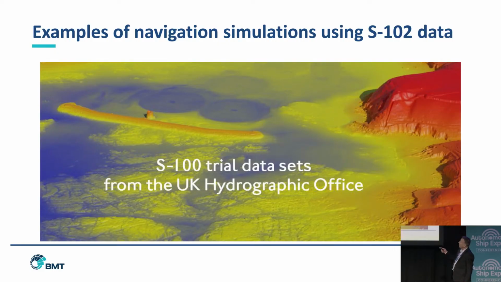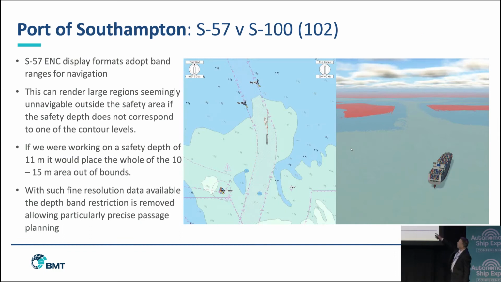So I'm going to get into some of the trial data. We've been working with the UKHO on getting hold of S102, the ultra-granular bathymetry, to demonstrate the benefits in e-navigation of using much more highly granular bathymetry. So here's an example of REMBRANT, Port of Southampton, S57 on the left, S102 simulation on the right.